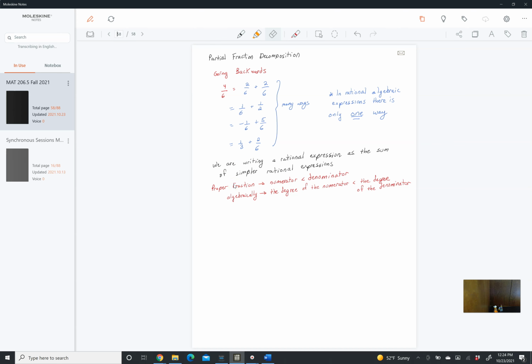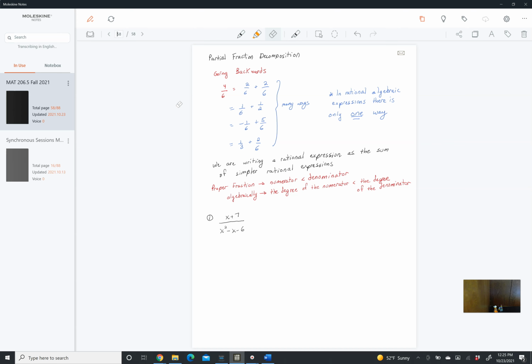So let's just take some examples and do it, because that's, again, the easiest way to learn this. Okay. So let's say that we have x plus 7 over x squared minus x minus 6. And we want to write this as the sum of simpler rational expressions.